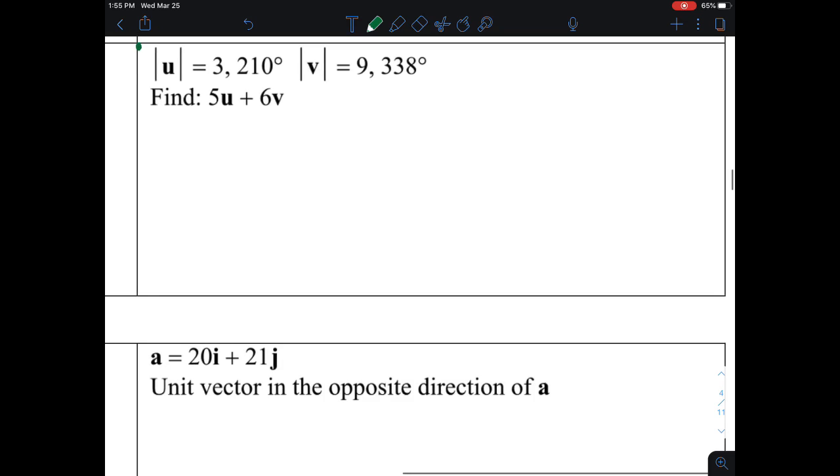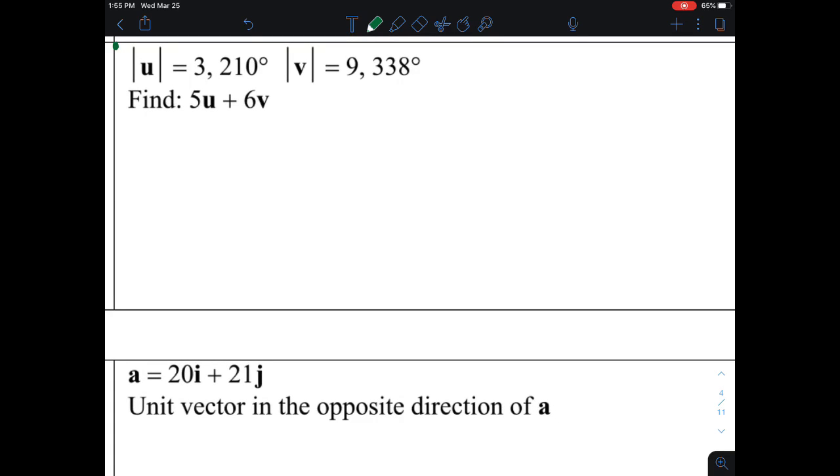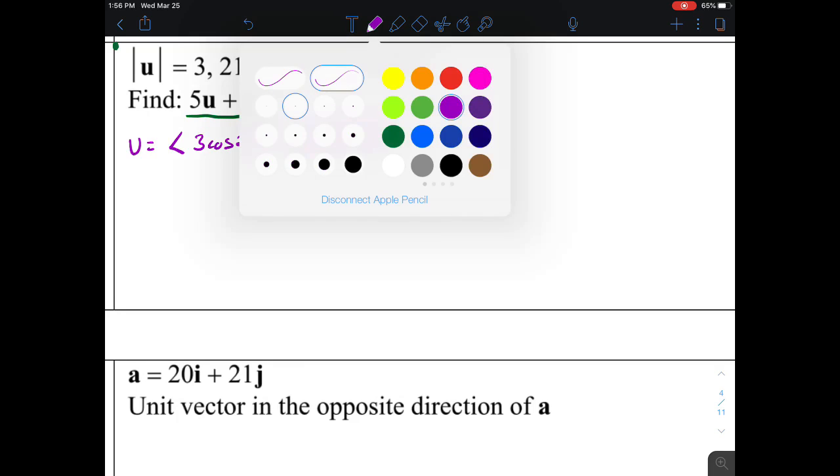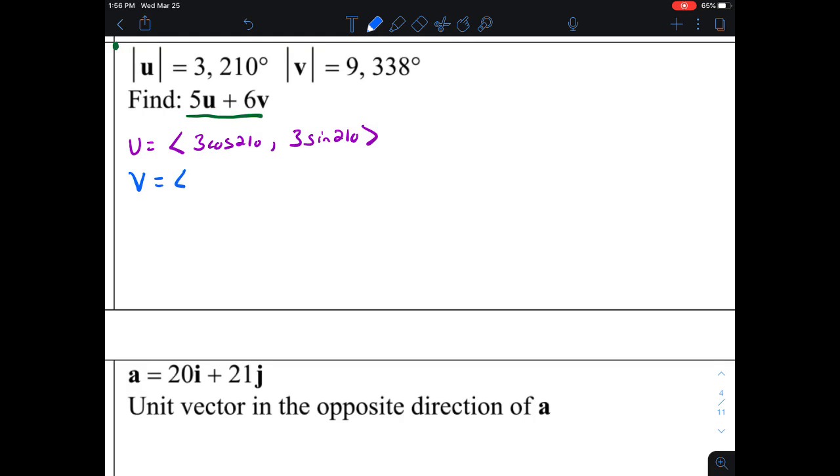Now let's go to another example here. Same thing, but now I display the problem a little differently. So we want to find 5u plus 6v, but my vectors aren't written in component form. I'm given the magnitude and the direction angle. So u in component form would be 3 times cosine of 210 by 3 times sine of 210. V here would be 9 times cosine of 338 by 9 times sine of 338. And so what it wants me to find is 5 times u plus 6 times v.